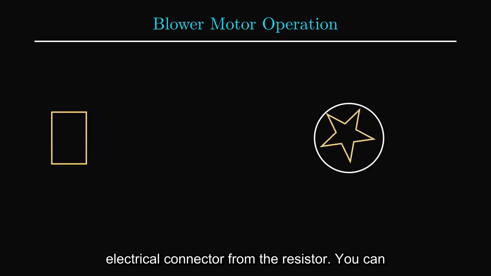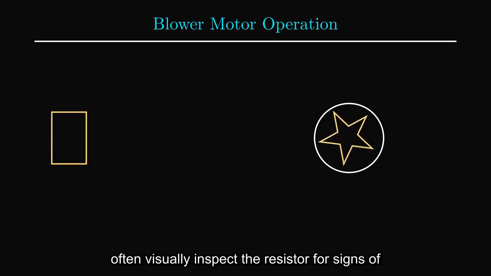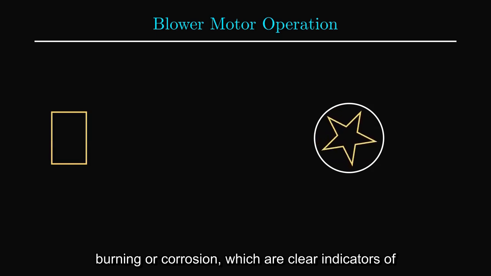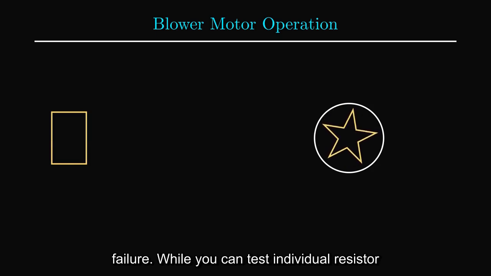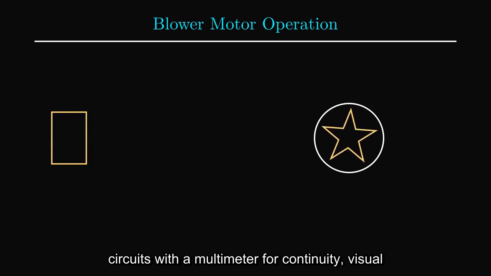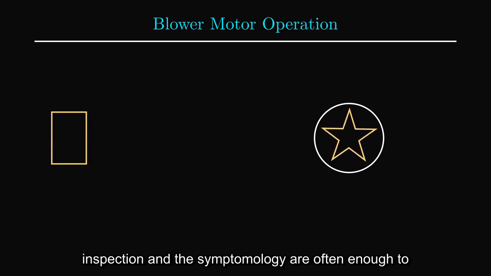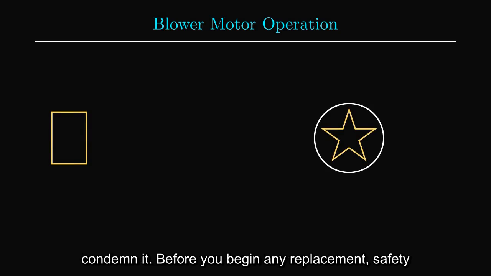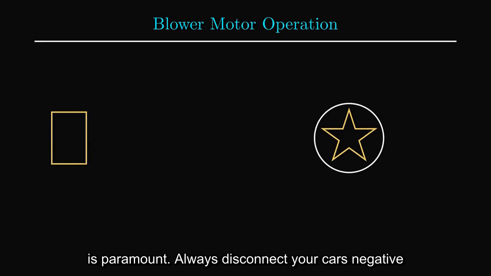Disconnect the electrical connector from the resistor. You can often visually inspect the resistor for signs of burning or corrosion, which are clear indicators of failure. While you can test individual resistor circuits with a multimeter for continuity, visual inspection and the symptomology are often enough to condemn it.